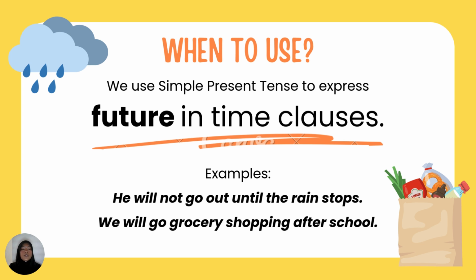Alright. We use simple present tense to express future in time clauses. For example, he will not go out until the rain stops. We will go grocery shopping. We will go grocery shopping after school. Okay. Now the verbs for these two sentences are will not go and will go.